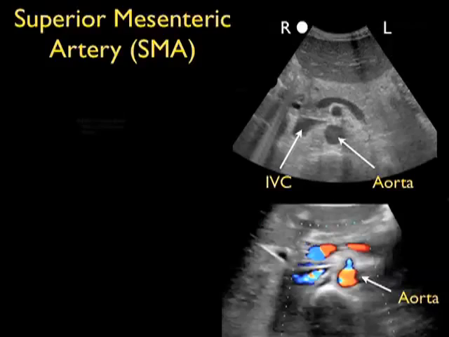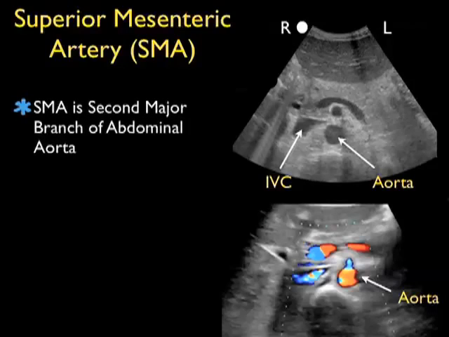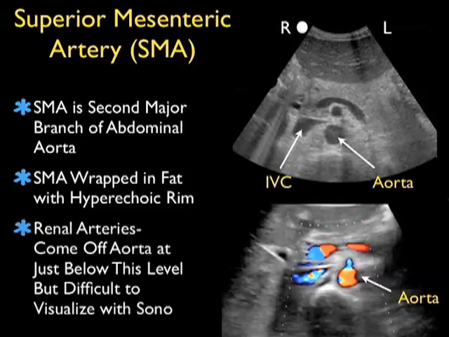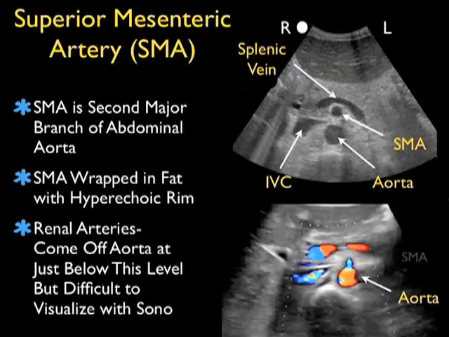The second major branch of the abdominal aorta is the superior mesenteric artery, also known as the SMA. Now, the superior mesenteric artery has a classic appearance as it has a bright or hyperechoic rim due to fat wrapped around the artery. Remember that it's at this level that the renal artery and veins come off the IVC and aorta, and we must be very aware of the aorta at this area because of the presence of infrarenal aortic aneurysms. We see a B mode or grayscale image over to the right, and we see the IVC and aorta on top of the spine.